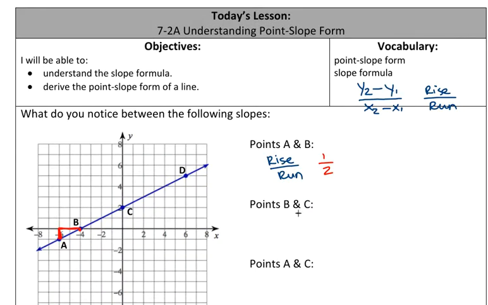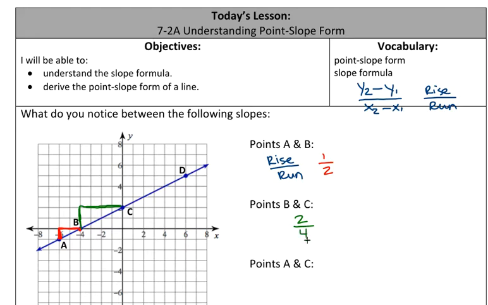Okay, now we're going to do points B and C. I'll do that in green. So B to C, I'm going to rise up, make kind of a staircase. 1 isn't enough because if I go over, I won't get to C, so I have to go up again. And then straight on over. Okay, so this time it goes up 1, 2. So my rise is 2. My run is 1, 2, 3, 4.